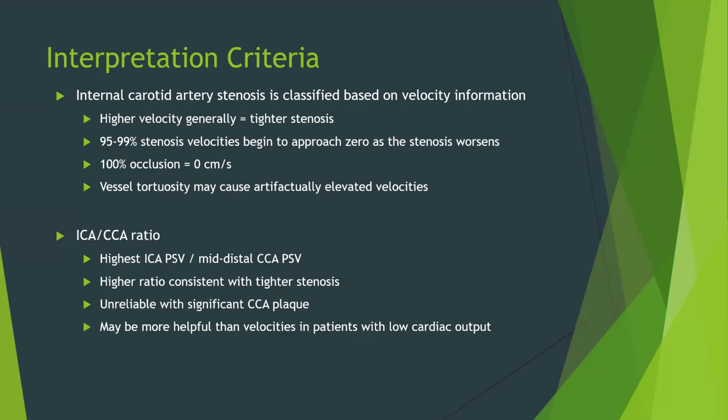Except in the case of a 95 to 99% stenosis, we may begin to approach zero with our velocities. So it's going to be a little bit on the low end. It's going to be that string sign that Lee had talked about earlier. And then we have, of course, our 100% occlusions, which is our 0 centimeters per second.